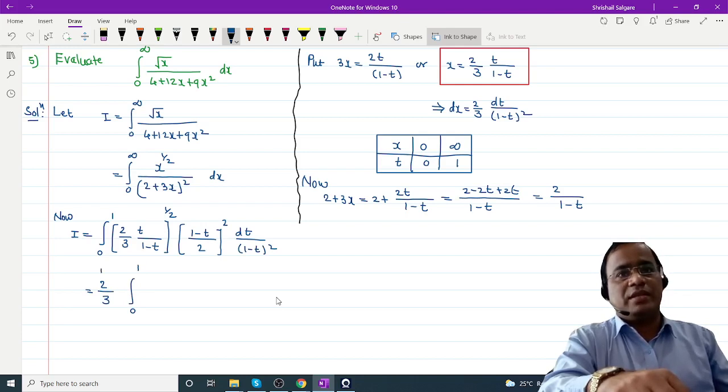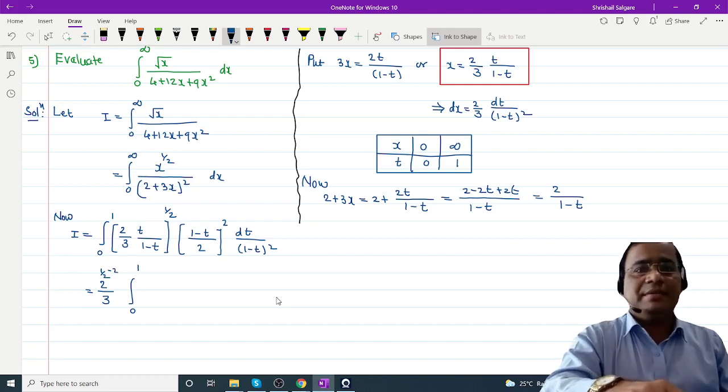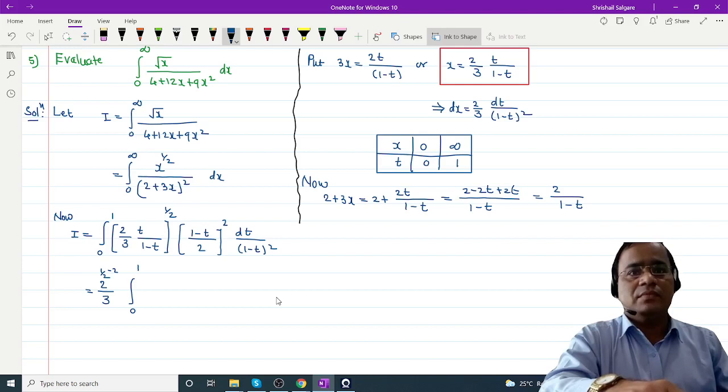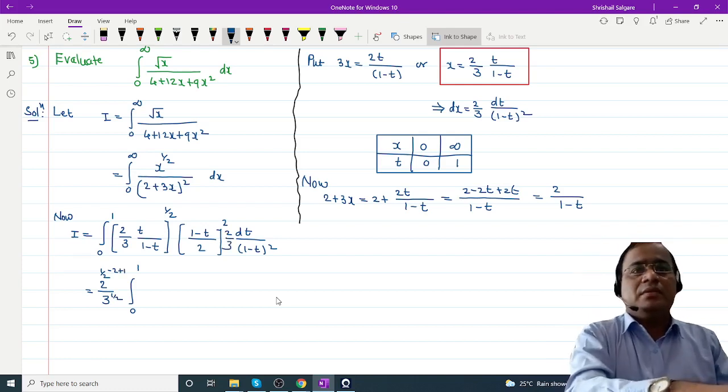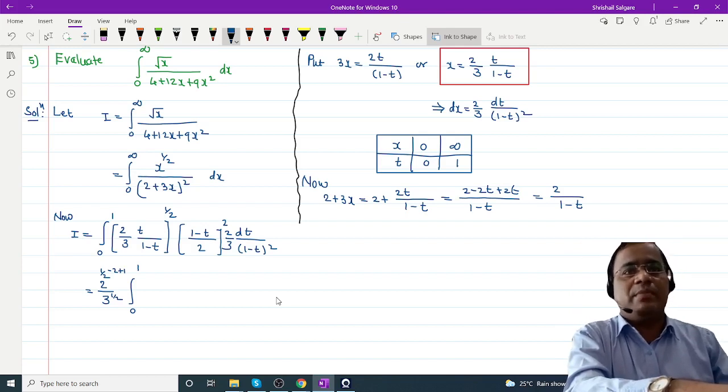So 2 raised to 1 by 2 minus 2. So anything comes again? So dx is 2 upon 3, t upon 1 minus t. Yes, I forgot to write 2 by 3, means again I have to take plus 1, right? Very good, thank you. And next 3 raised to 1 by 2 plus 1.